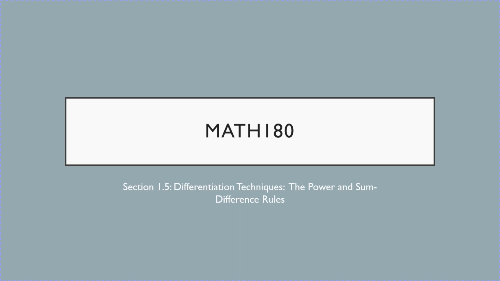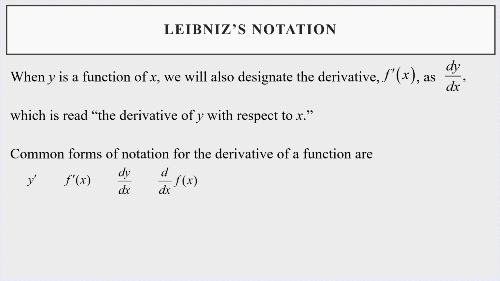Okay, so the first thing we'll start with is what's called Leibniz notation. And it goes like this. When y is a function of x, so we have this function, y is equal to some function of x. It doesn't matter what it is. We'll even do a simple one, maybe something like this. We'll actually work this in a little bit. We'll designate the derivative, which we'll denote as f prime of x.